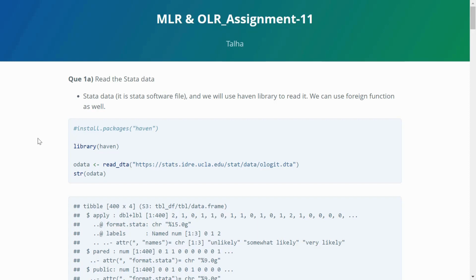Now we'll be doing an assignment on multinomial logistic regression and ordinal logistic regression. So let's begin with question 1. Question 1 part A says read the Stata data.